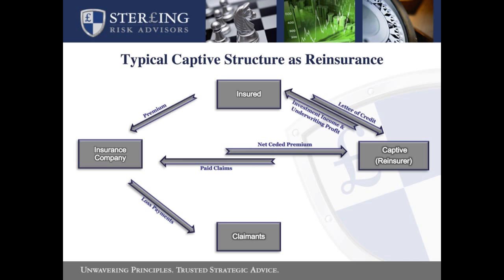Right. So what we'll have is an insured paying premium to the insurance company, the insurance company paying premium, or ceding premium, reinsurance to the reinsurer, the captive. The captive will pay claims back to the insurance company. The insurance company will pay losses to claimants, and the insured, as you can see from the captive, will get investment income and underwriting profit, and the insured may or may not have to post a letter of credit to the captive. It just depends. But this is a fairly typical structure of the way a captive will be set up.